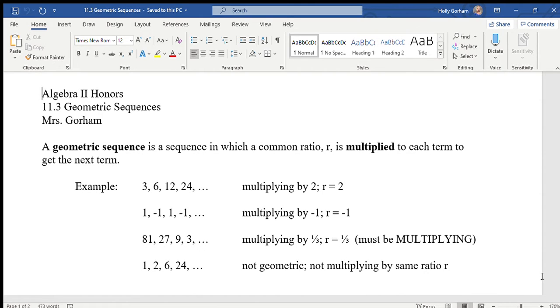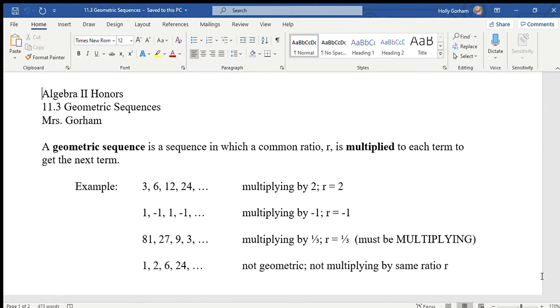So we've talked about arithmetic sequences where you add to get the next term, and so today we're going to talk about geometric sequences. A geometric sequence is a sequence in which a common ratio r is multiplied to each term to get the next term. And be careful that you remember that this definition says you are multiplying to get the next term. So to go forward in this sequence, we have to be multiplying.